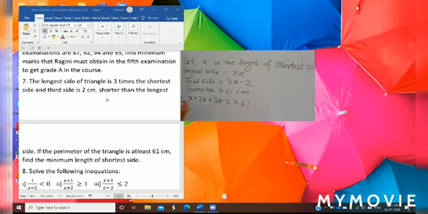And just you solve all that. So here you have 7x greater or equal to 63, or x is greater or equal to 9. So you write in your answer, the shortest side is equal to 9 centimeters. Okay, note it.